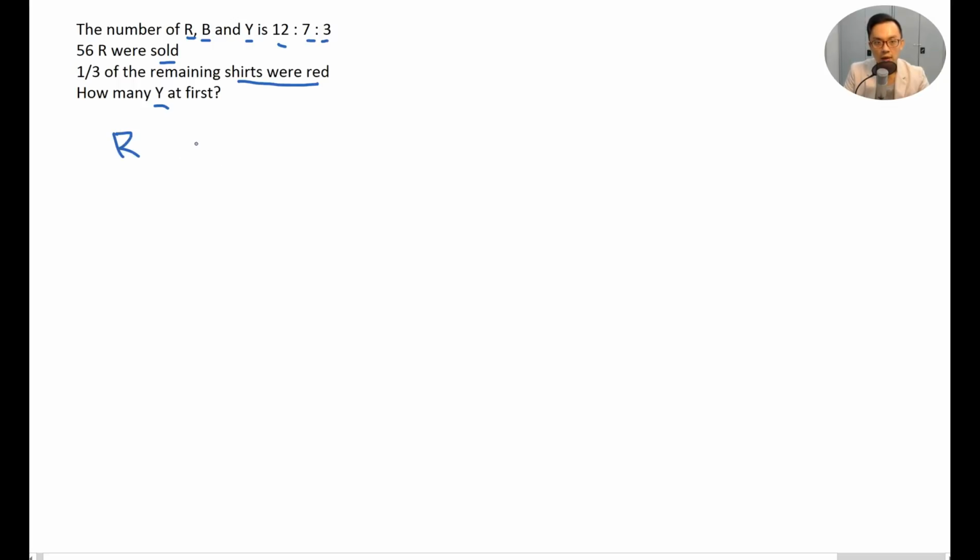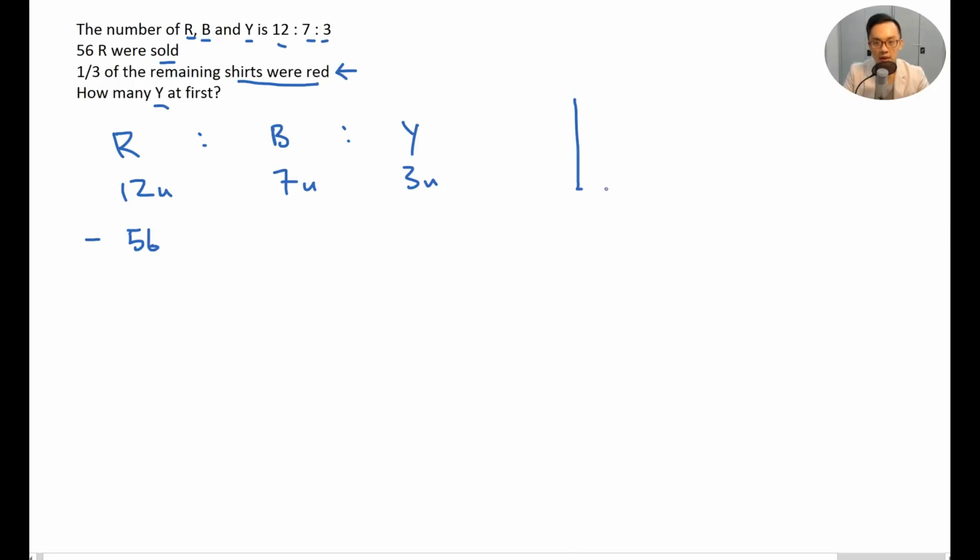So I have red, I have blue, I have yellow, and they say it's 12 is to 7 is to 3. All right, so just put my U here first. And 56 was sold, so minus 56 red was sold. 1/3 of the remaining shirts were red.